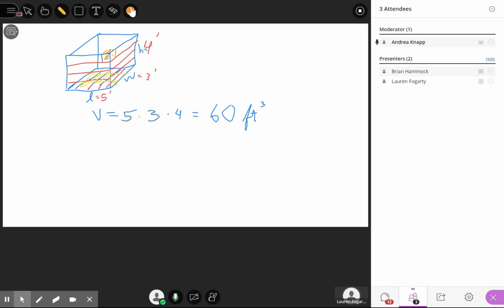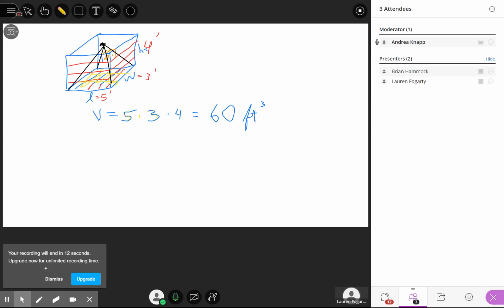Okay, now let's take a variation on this rectangular prism and turn it into a pyramid. So we'll put an apex of a pyramid here and connect it. How many of these pyramids with the same base and height do you think would fill that rectangular prism?